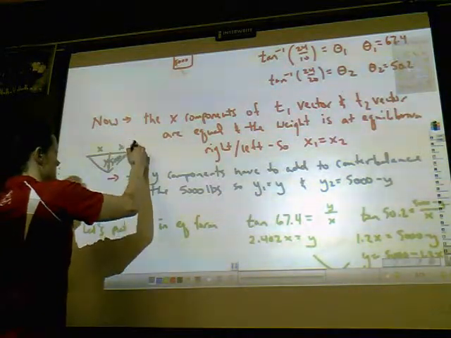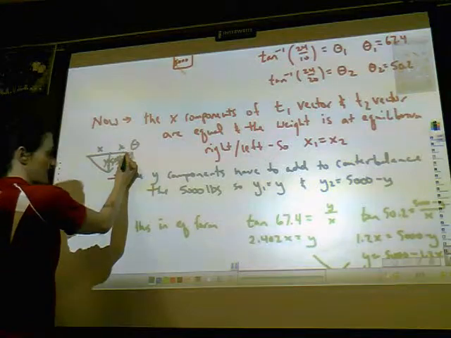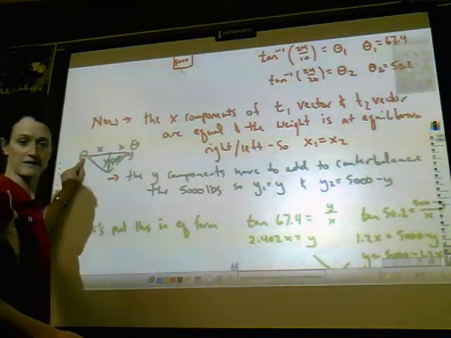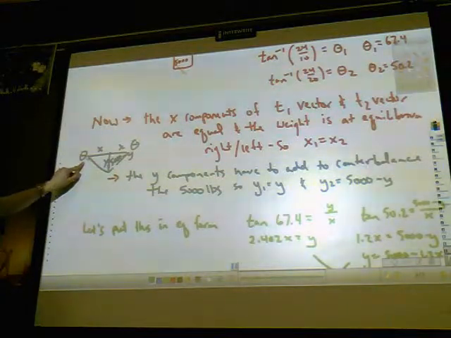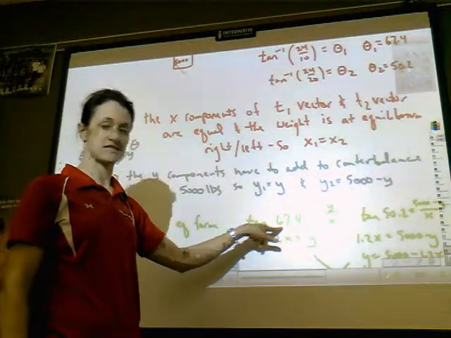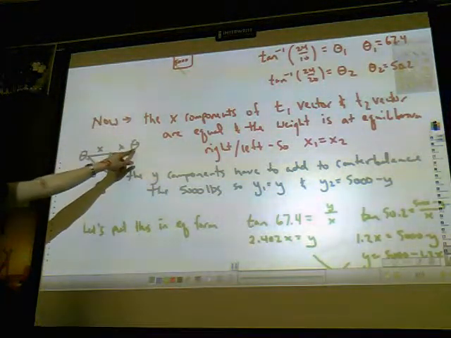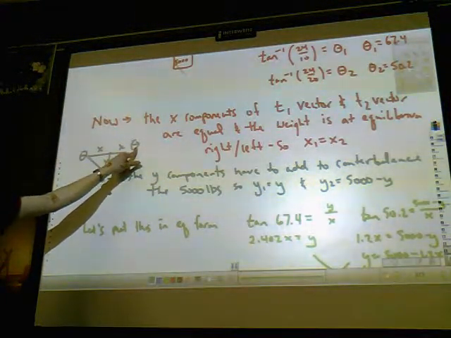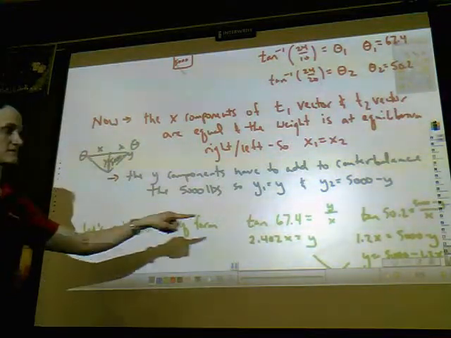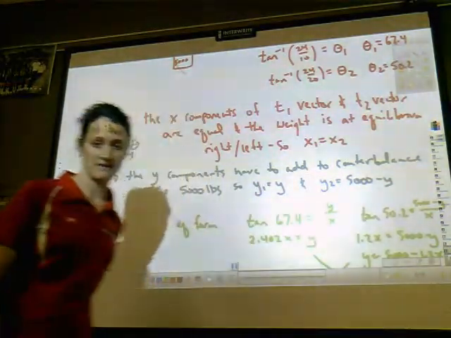So then the tangent of this theta, sorry, this guy over here, my fault. The tangent of this theta should be y over x. And that angle, again, was 67.4. The tangent of this theta, 50.2, should be equal to 5,000 minus y over x. And that's that equation right there.